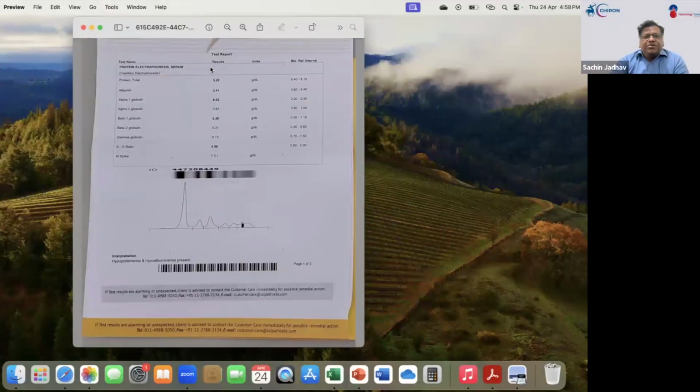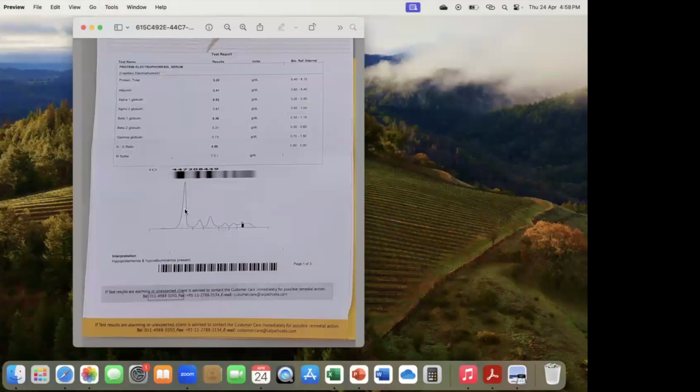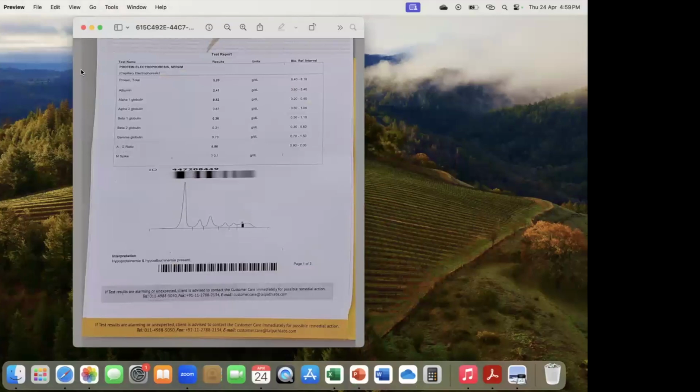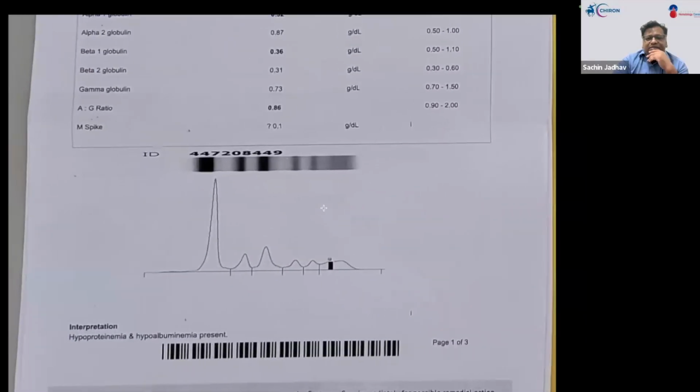Okay. Can you see the screen now? Yes, sir. This is how a normal protein electrophoresis report looks. Can you please enlarge it, sir? I will. Okay, is this better? Yes, sir.